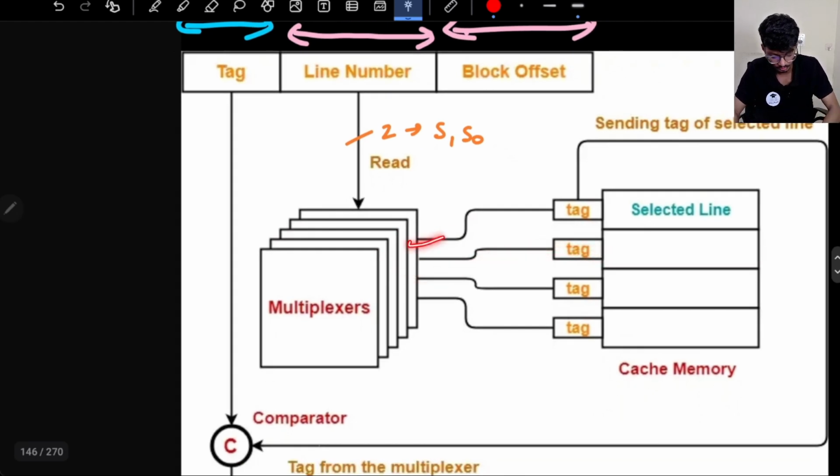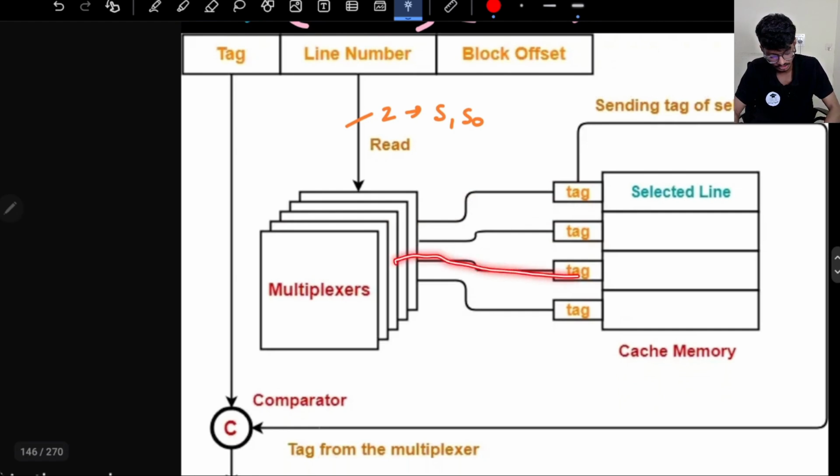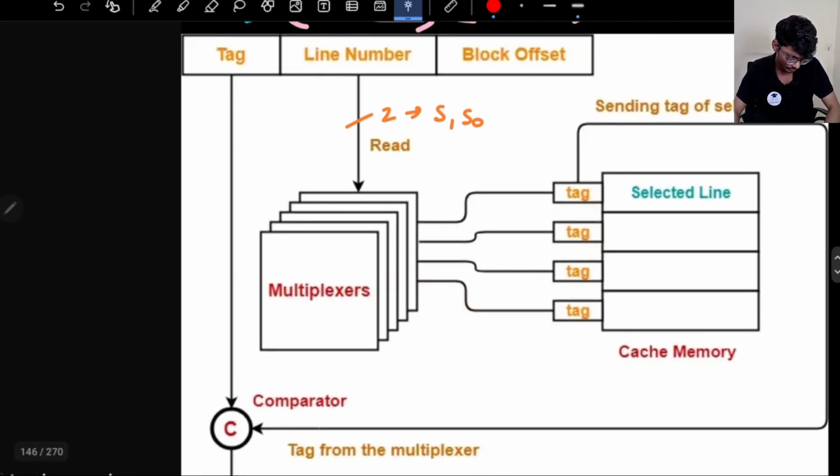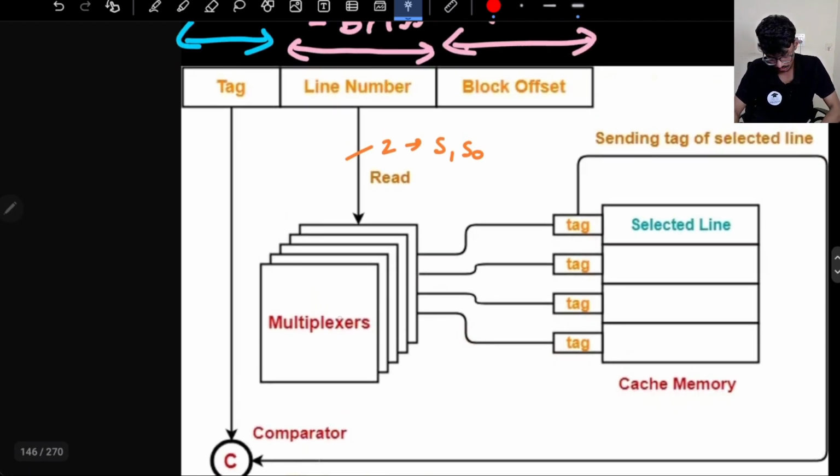If it is 00, I will select the 0th one. If it is 01, I will select the 1st. If it is 10, I will select the second. If it is 11, I will select the third. Like this I will select. So I have the multiplexers here. This is a multiplexer with two select lines, so I have 2 select lines here.